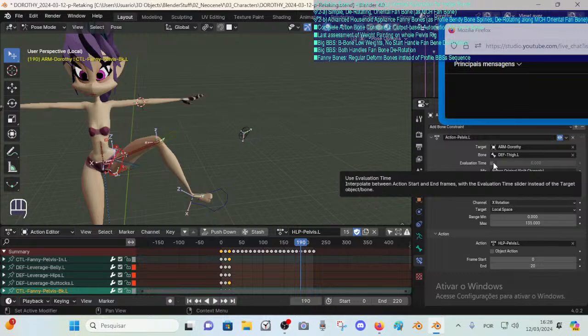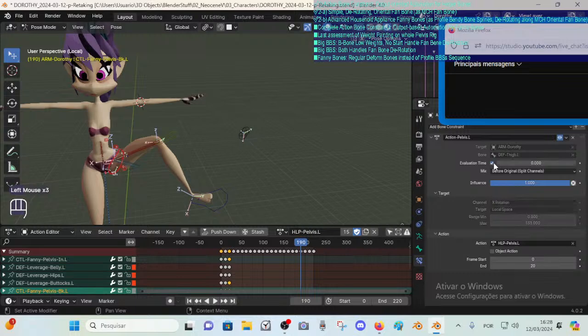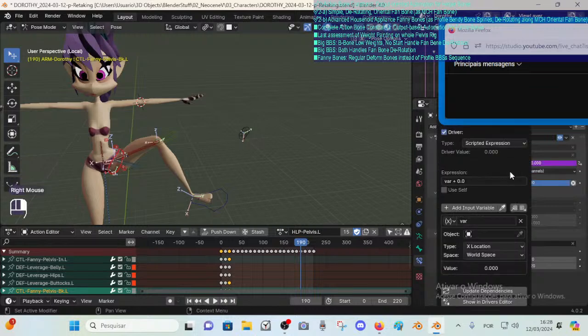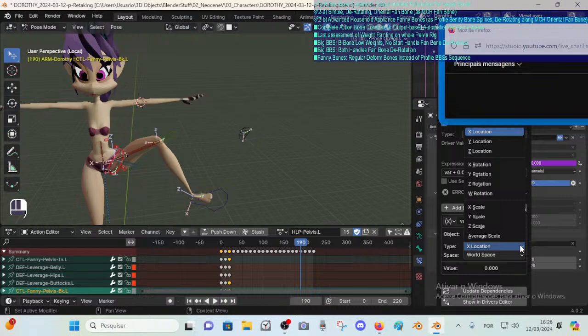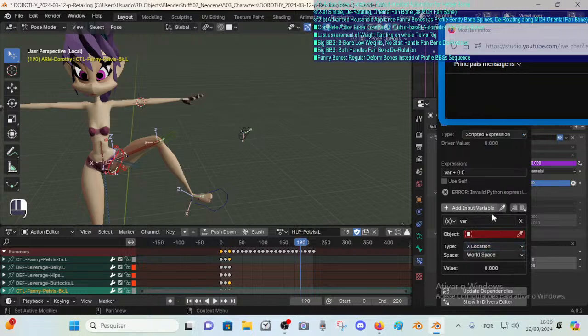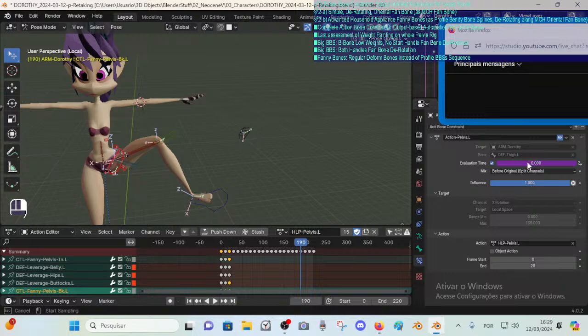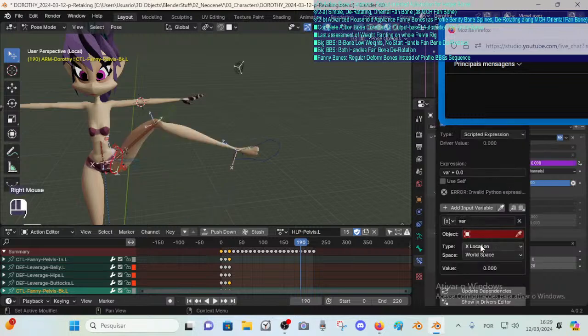So the idea would be to use this instead of the thigh rotation. What we do here is add a driver to this, and in this driver, instead of taking this stuff, maybe we'll not have to take this stuff. Actually, in this driver we can perhaps add two variables, two inputs, so the X rotation and Z rotation.